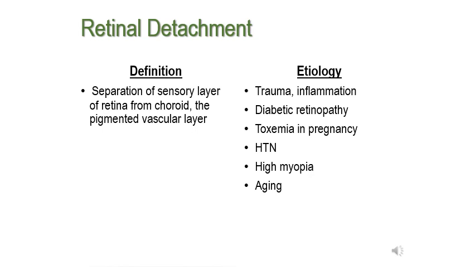So this is where we have a separation of the sensory layer of the retina from the choroid, or that is the vascular layer. So in the next picture, you'll see that separation. And then when it separates, you'll have buildup of fluid and pressure between those separated areas. So some of the causes: trauma, there can be more of a genetic predisposition for this as well.